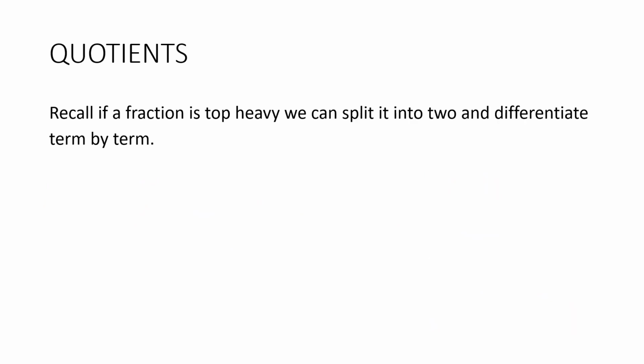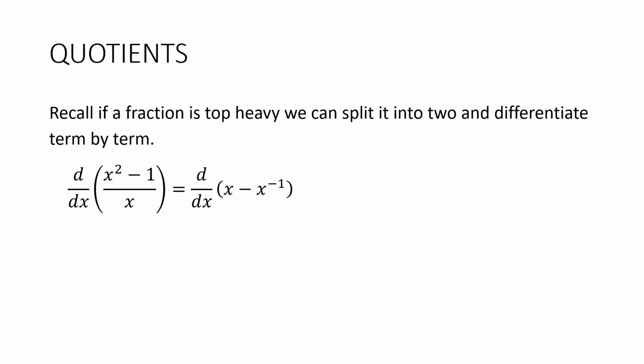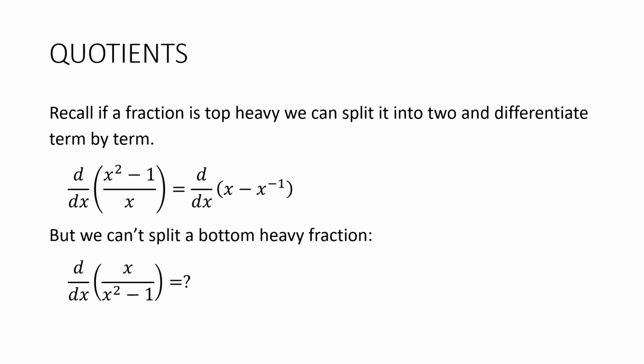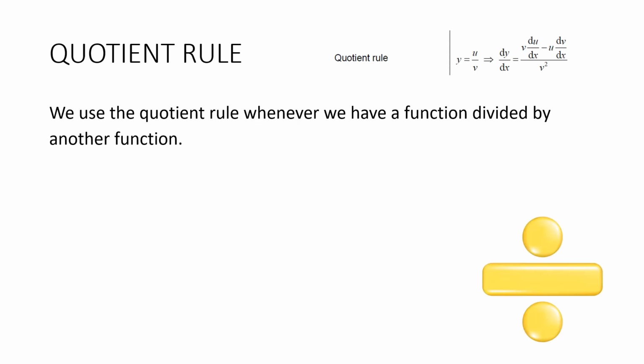Okay, let's move on to quotients. Recall that if a fraction is top-heavy, we can split it into two and differentiate term by term. So if we've got the derivative of x squared minus 1 all over x, we can rewrite that as d/dx of x minus x to the power of negative 1, and then differentiate term by term. But we can't split a bottom-heavy fraction like this. Which brings us to our final rule, the quotient rule.